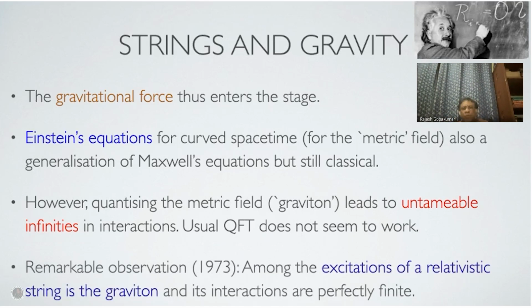And this is where, again, almost by accident, people realized that by studying the string description for QCD, among the excitations of a relativistic string is the graviton. And when you consider the interactions of the graviton as part of the string, its interactions are perfectly finite. All these infinities are no longer there.